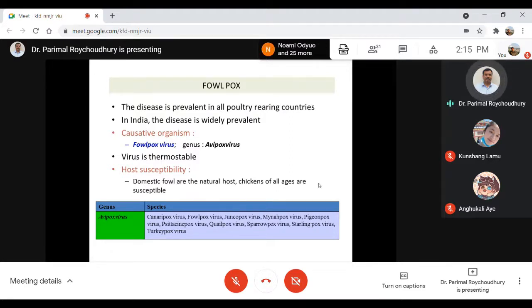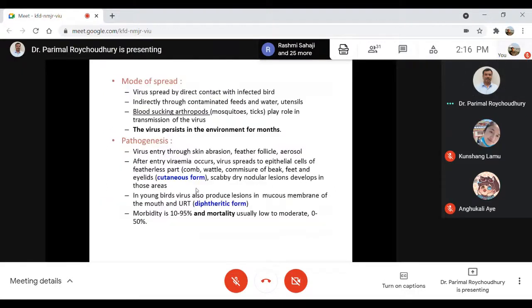It is quite a stable virus in the environment, and domestic fowls are the natural host; all age groups are susceptible. The disease may spread by different modes, mainly direct contact with an infected bird, obviously. Face-to-face contact will lead to the disease occurrence. Then indirect transmission may also occur through contaminated feed, water, utensils, and blood-sucking arthropods. This is common, as mosquitoes can transmit the infection from one bird to another. They also play an important role in spreading in close confined areas.